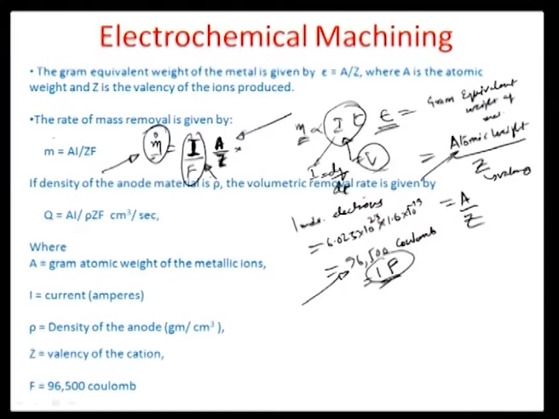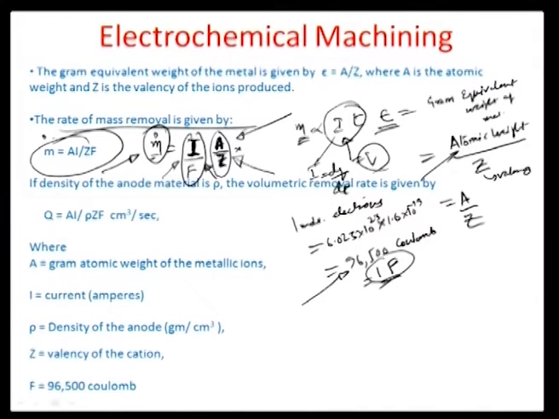So basically the mass removal rate of an ECM process is therefore given by this term m dot equals AI by ZF. Just for the sake of repetition, A by Z is the atomic weight of 1 mole of a certain ion, and exactly how many moles per unit time is being flown is given by the quantity I by F. And so you are essentially looking at what is the mass rate which is coming out from the system because of the flowing of this particular charge.